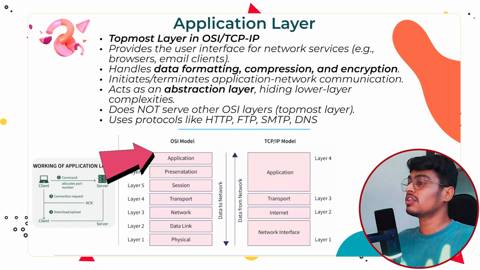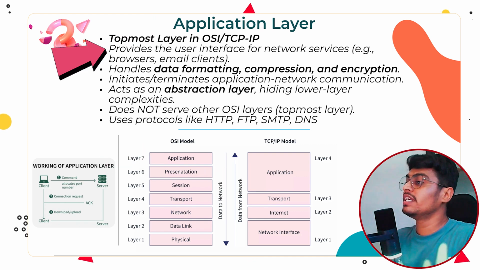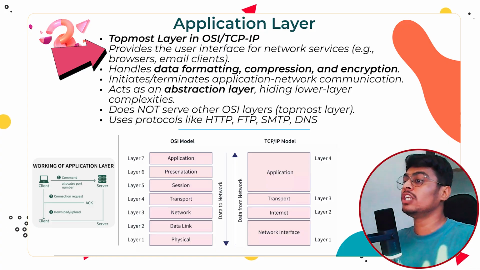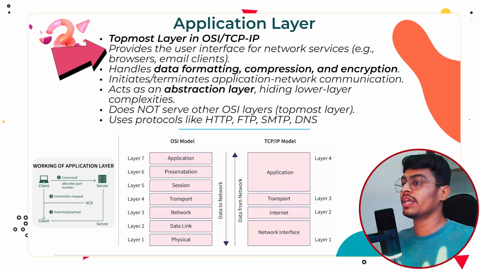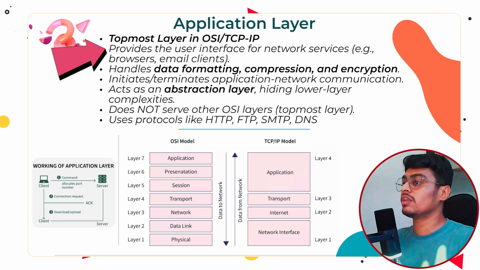The application layer is the topmost layer in the OSI model and the TCP/IP model. It provides the interface between the application and the network, enabling communication and data exchange. This layer is directly accessible by end users and their applications, allowing them to interact with the network services and resources. The application layer provides the user interface for interacting with network services and applications.